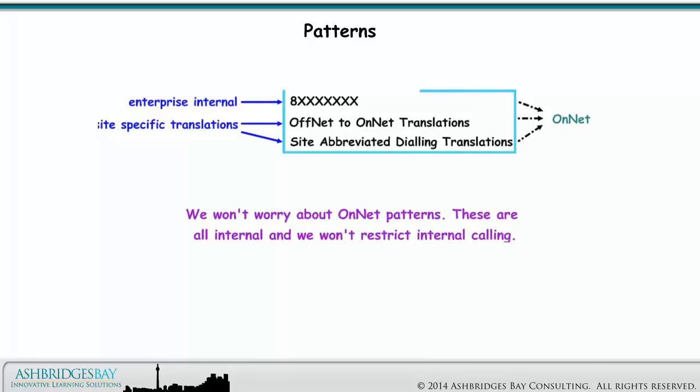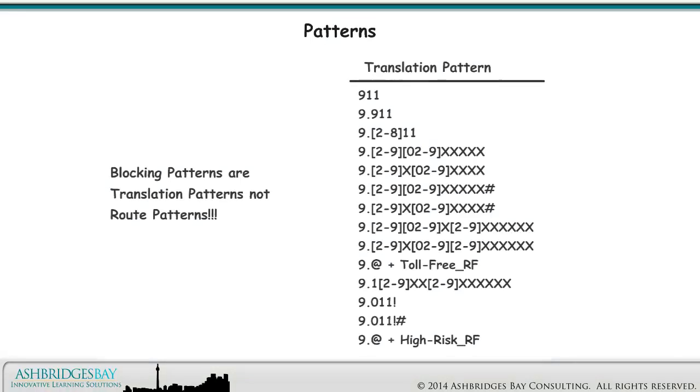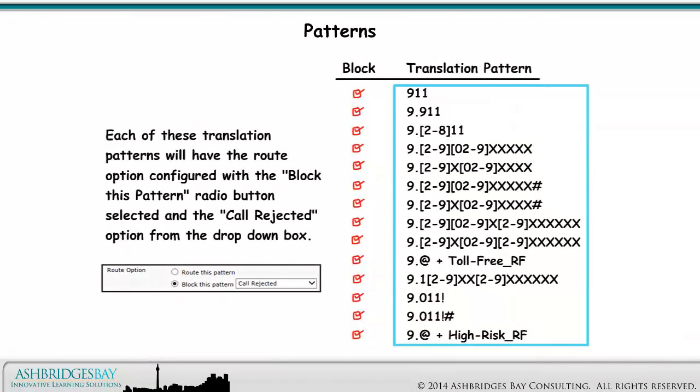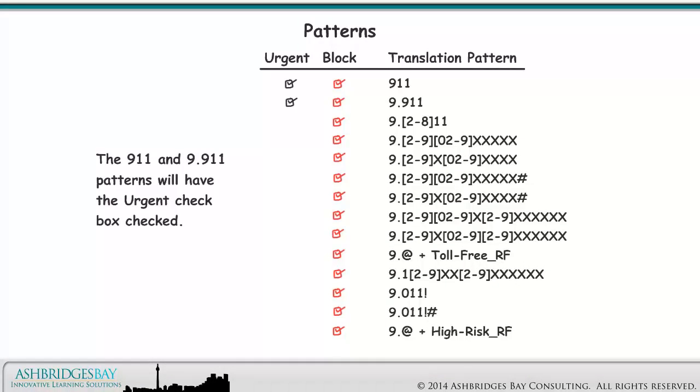We won't worry about on-net patterns. These are all internal, and we won't restrict internal calling. Heads up! We moved toll-free to make the drawing easier. Blocking patterns are translation patterns, not route patterns. Each of these translation patterns will have the route option configured with the Block This Pattern radio button selected and the Call Rejected option from the drop-down box. The 911 and 9.911 patterns will have the Urgent checkbox checked.